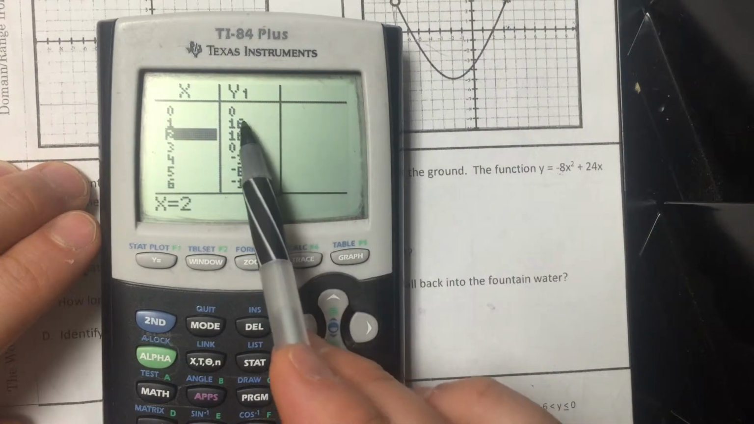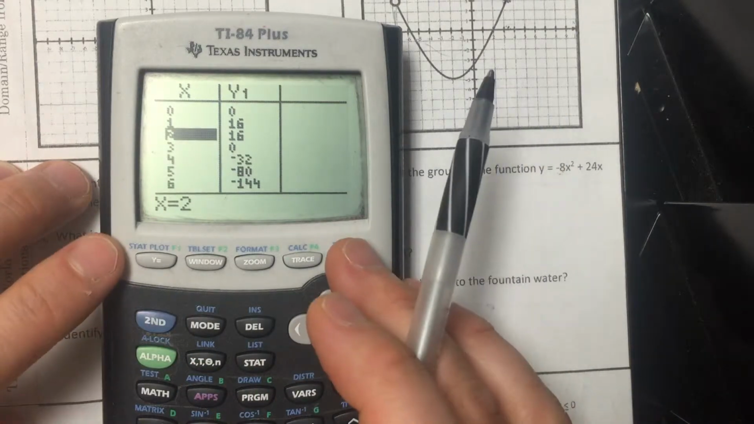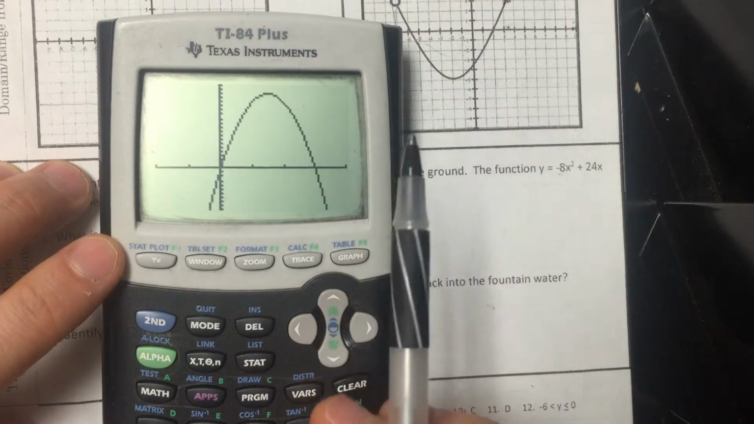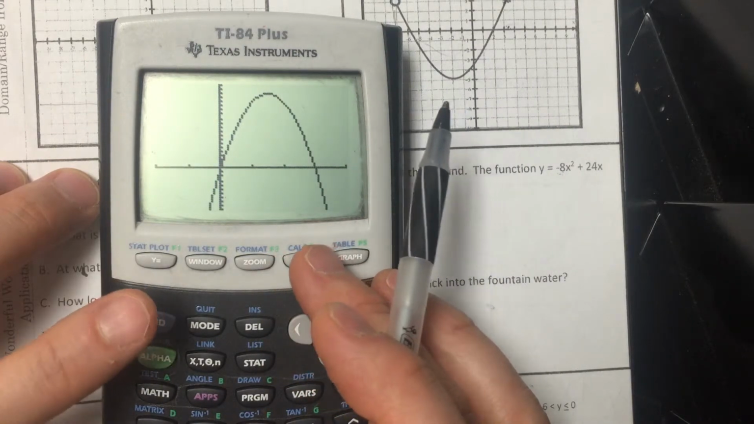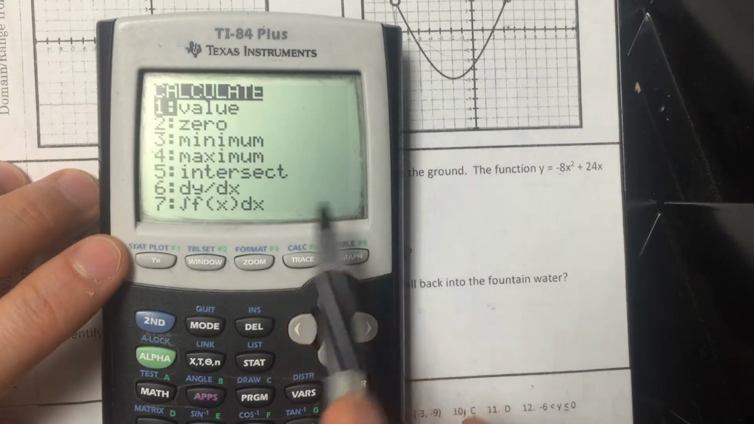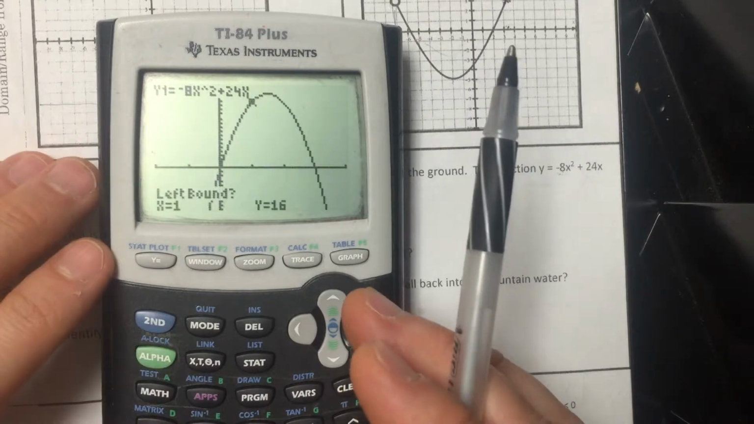See right here how there's 16 and 16 and there's something missing in the middle? We need to find the vertex. So what I'm going to do is go back to graph, and I'm going to do second trace. We've used second trace for a lot of stuff. Second trace, and I want to find the maximum vertex, number 4.